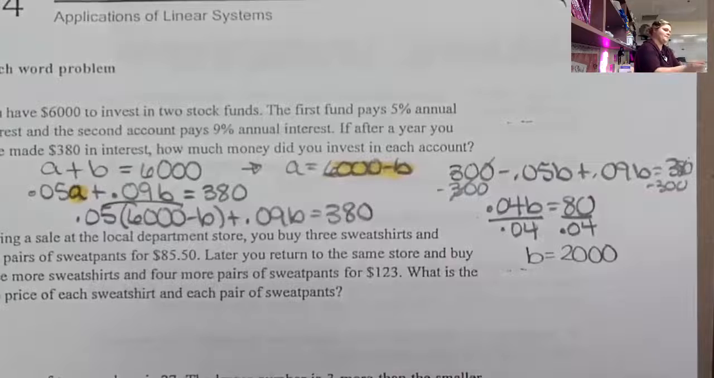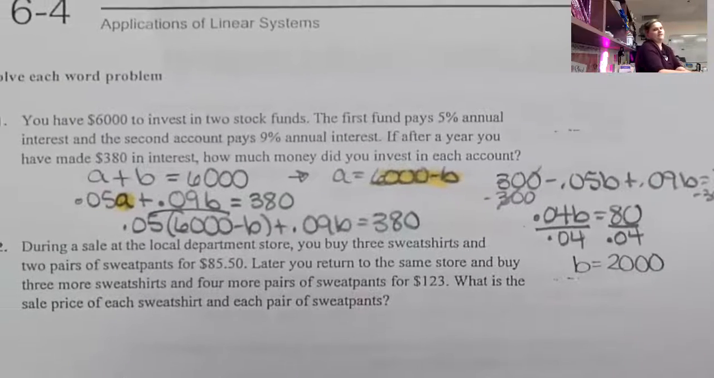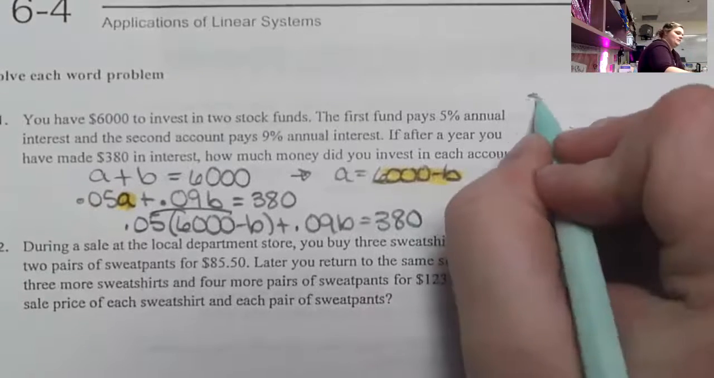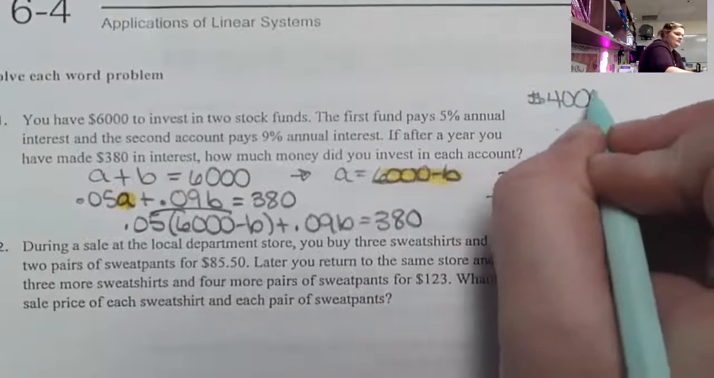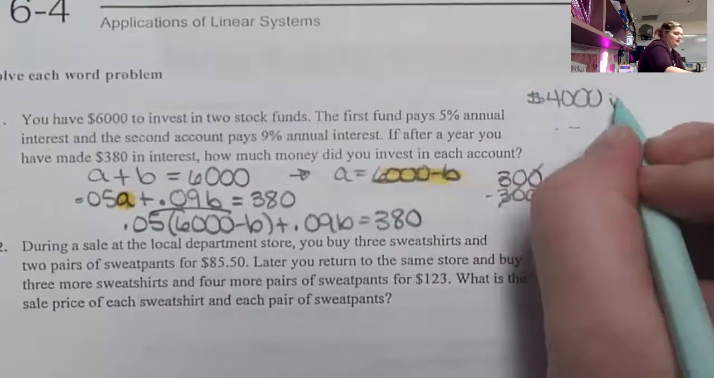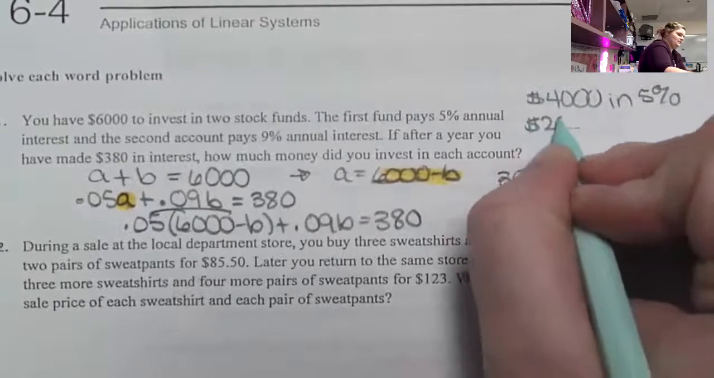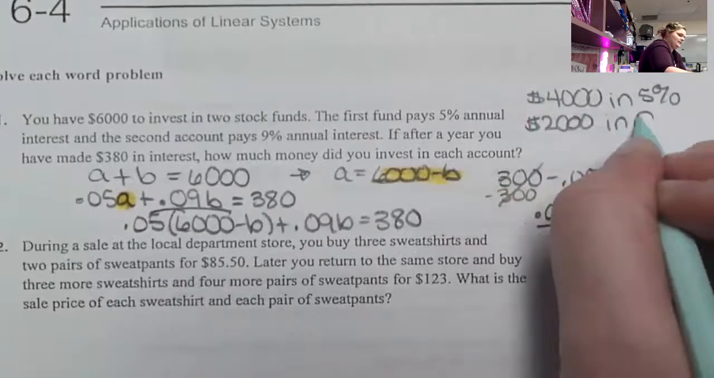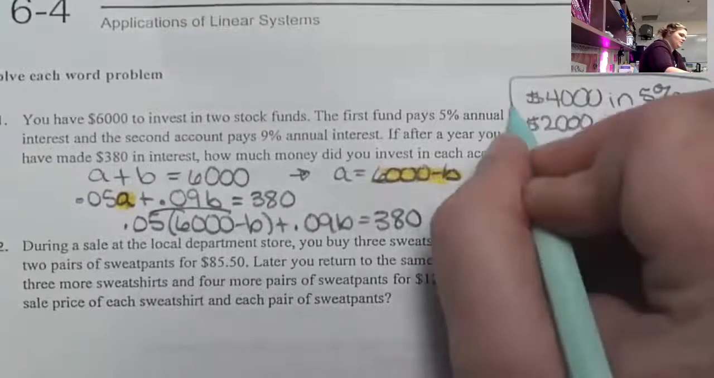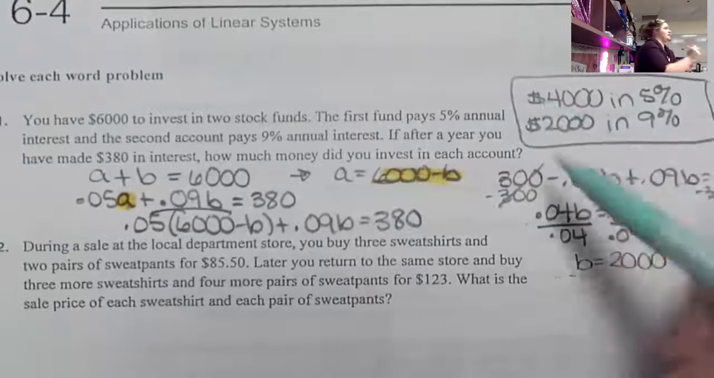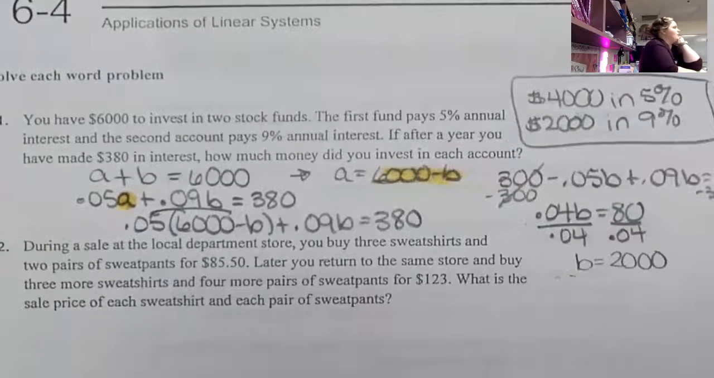Okay, so B is that 9%, remember? So I'm putting $2,000 into the 9%. So how much does that leave for my 5%? 4,000. Good. So I'm gonna need to write $4,000 in 5%, $2,000 in 9%. You need to tell me which account has what. You need the labels, the dollar signs, because it is a word problem.